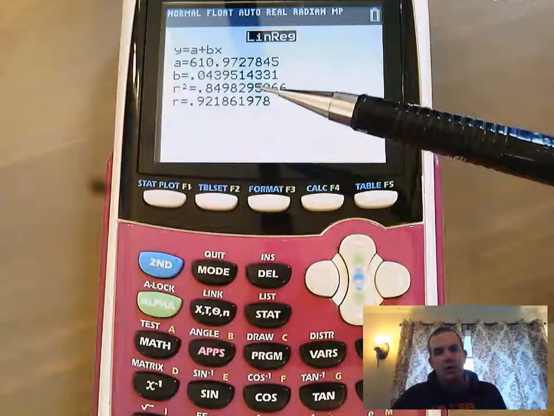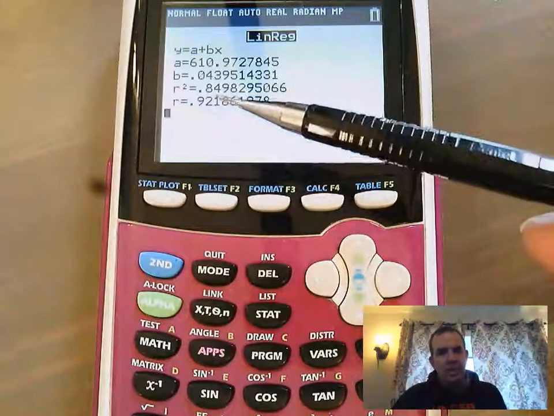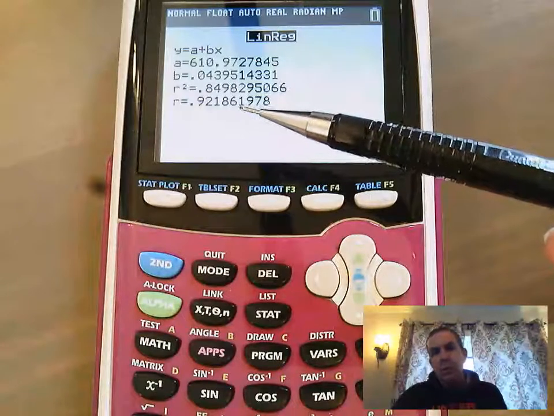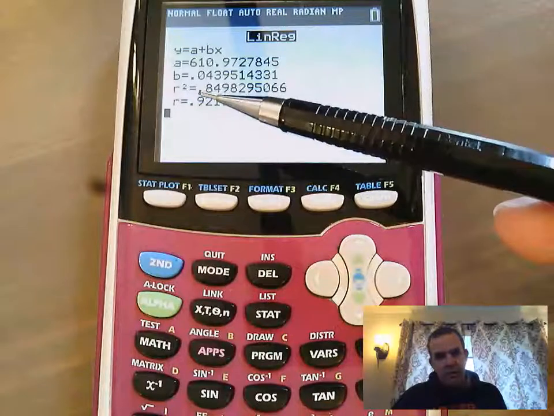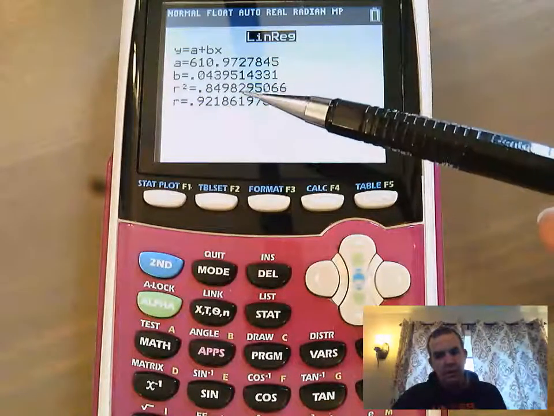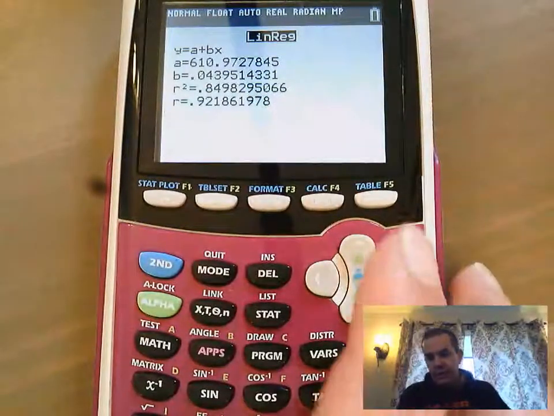And then this third one, R squared. R squared is our coefficient of determination. This is the number we need, 0.8498. The number below it is R, that's our correlation coefficient. Don't mix those two up. So this one right here, R squared, coefficient of determination. This one down here, R, correlation coefficient. So we're going to go ahead with this, 0.8498. That's our R squared, our coefficient of determination.